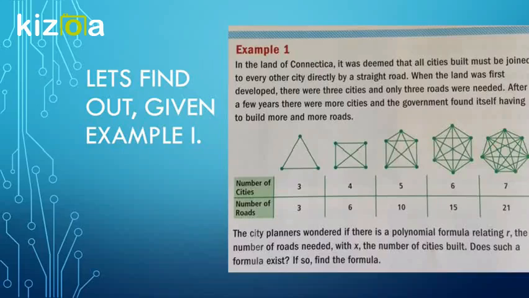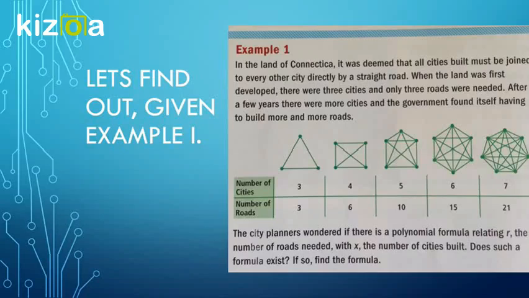In the land of Connecticut, it was deemed that all cities built must be joined to every other city directly by a straight road. When the land was first developed, there were only 3 cities, and only 3 roads were needed. After a few years, there were more cities, and the government found itself having to build more and more roads. This shows you a table along with a diagram showing a triangle, meaning there are only 3 cities, then a square, meaning there are 4 cities. Then it goes on and on, until it gets very confusing.